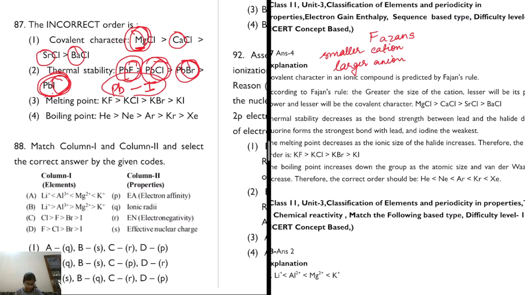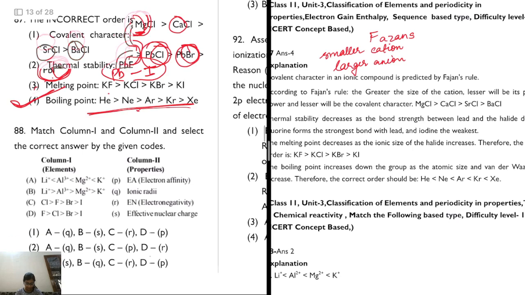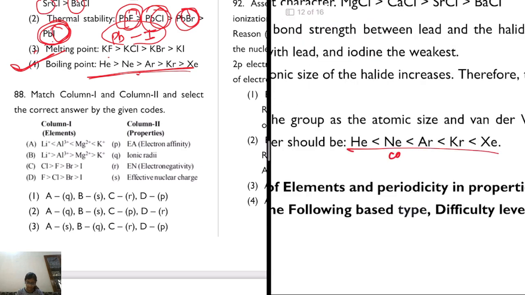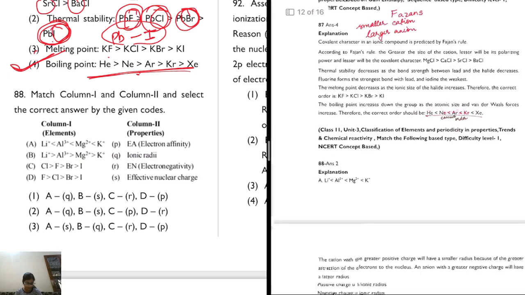This is also correct. Melting point order: melting point decreases as ionic size increases, so this is also correct. Boiling point order: this will be our answer. Why? Because the boiling point will increase down the group as the van der Waals forces increase. So the correct order would be this. Now let's move to the next question.